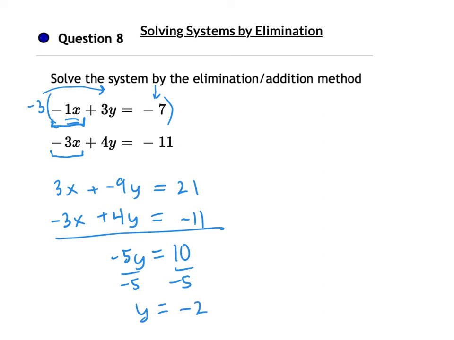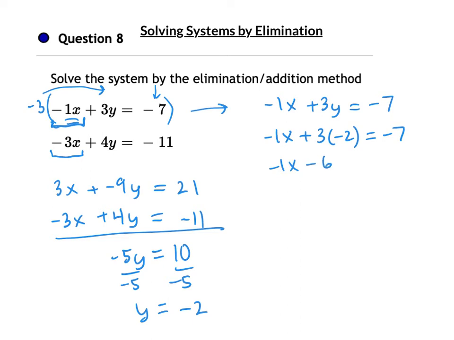Take your pick and use the top equation. Negative 1x plus 3y equals negative 7. That's negative 1x plus 3 times negative 2 equals negative 7. I plugged in negative 2 for y. Negative 1x minus 6 equals negative 7.